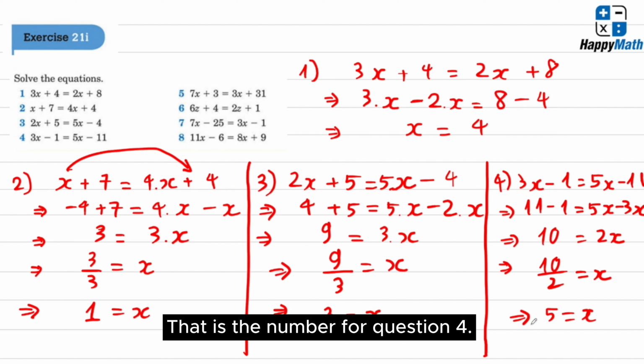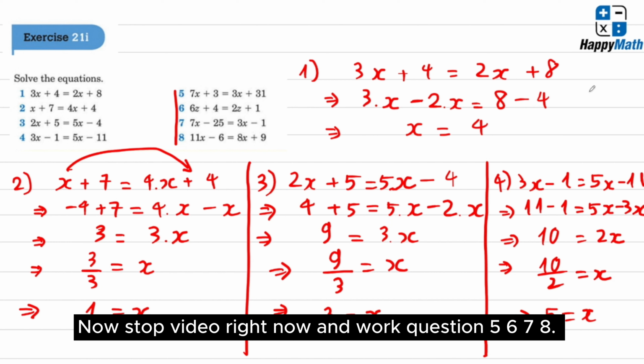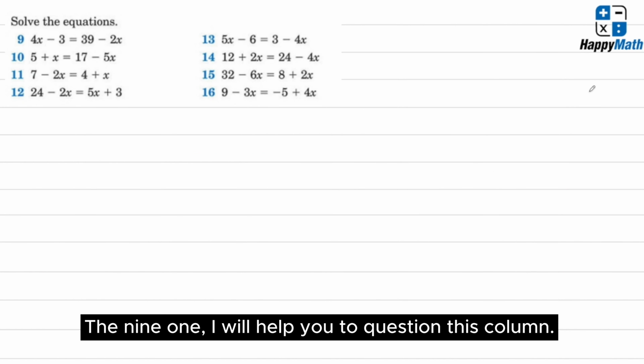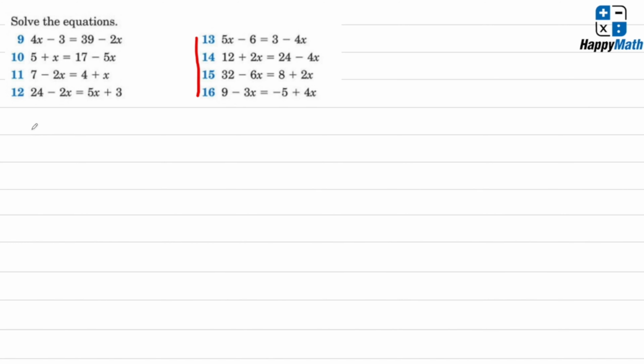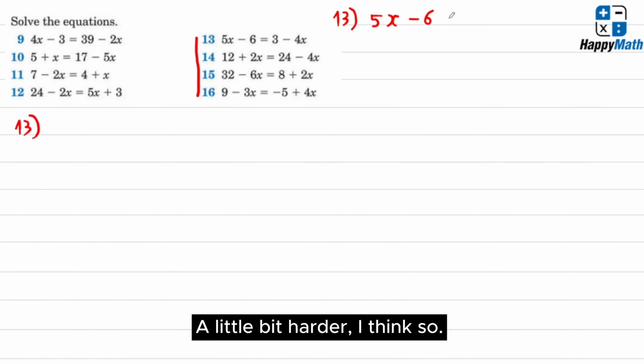Yeah, so questions 5, 6, 7, 8 are the same thing. So I think you can work it by yourself. Now stop the video right now and work on questions 5, 6, 7, 8. Or you can skip that and do it as your homework. The next one, I will have you do this column, and here is your homework. Okay, now start with question 13. I will write down question 13 in this position. Yeah, a little bit harder, I think.